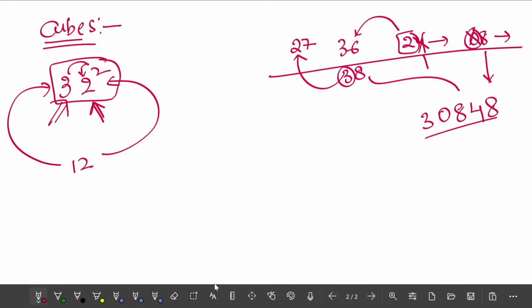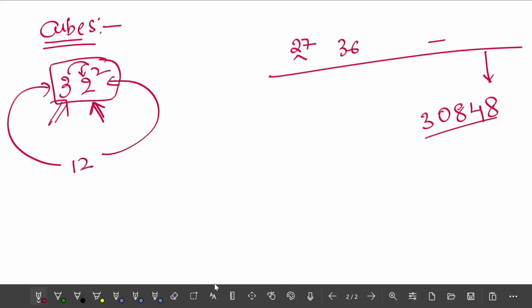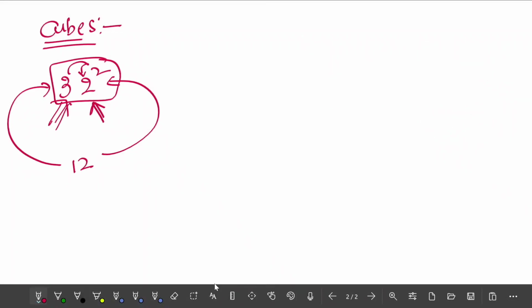I made a mistake, it seems. Wait. Let me do this again. What is 3 cubed? It's 27. 2 cubed? It's 8. And 3 2s are 6, 6 2s are 12, 12 3s are 36. And 12 2s here it is 24. It's 8, it's 4.